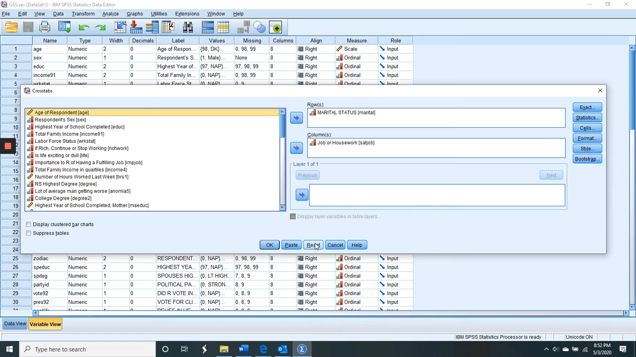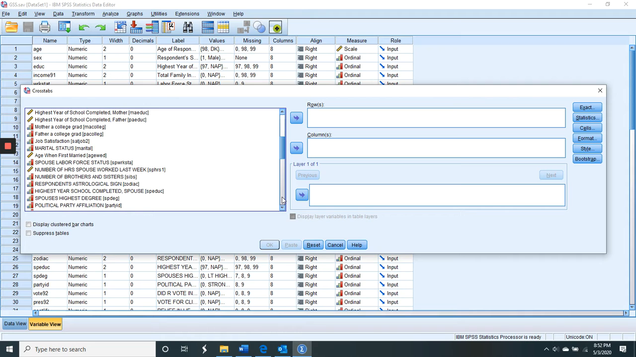I'm going to clear this. This is just a reminder of what I wanted to do here. So you see here we have rows and columns. So we have to find something to put in rows and something to put in columns. So I'm going to put marital status once I find it.